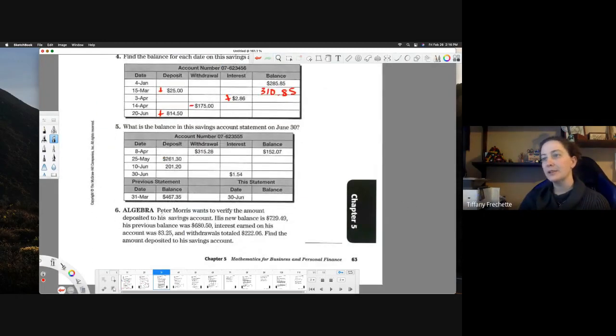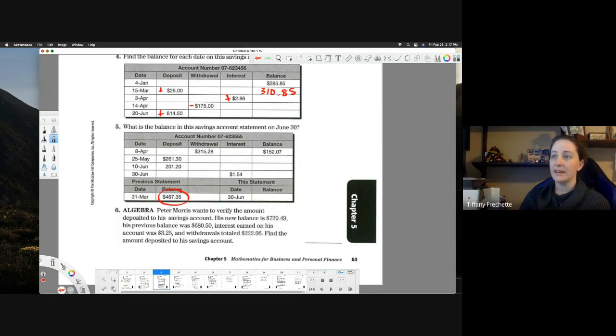All right, same thing, I believe, on this next one. Yeah, it's exactly the same. So we have, it's telling us what is the balance in this savings account statement on June 30th. So it wants to know what the statement is here. So it's telling us here's the statement balance. It's the only difference on this one. The statement balance is here at the bottom.